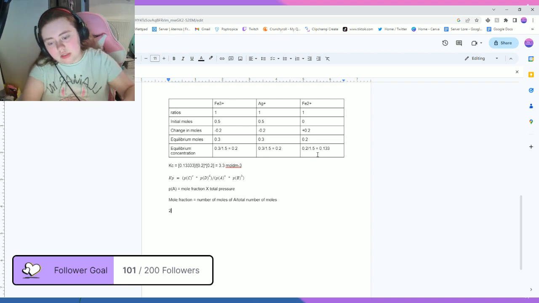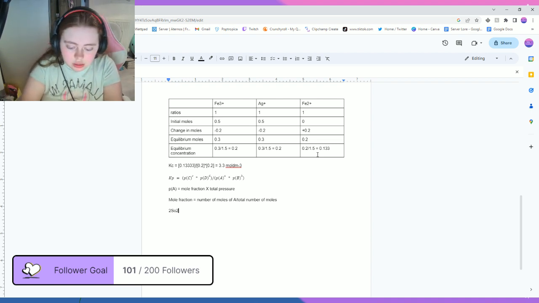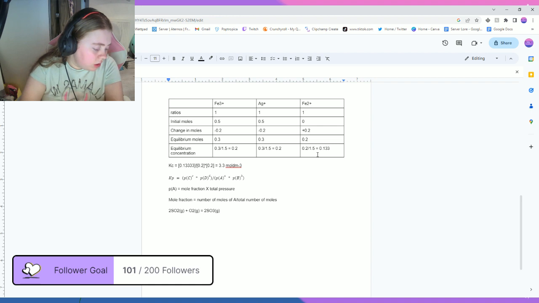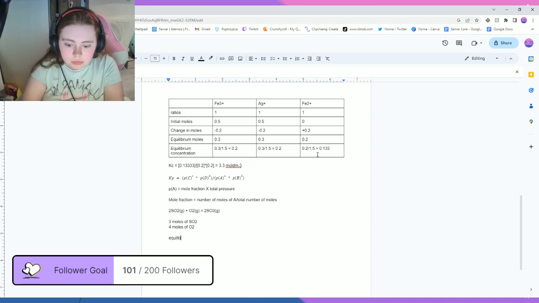The equation is 2SO2 as a gas plus O2 as a gas equals 2SO3 as a gas. In the question it states that we're given 3 moles of SO2 and 4 moles of O2. Those are the initial moles, and we are given the equilibrium moles.